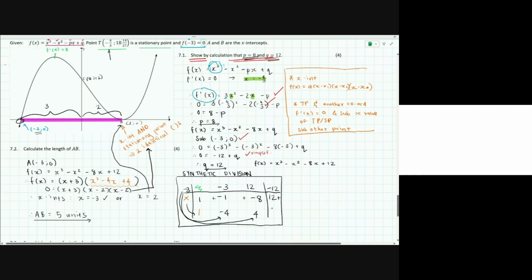And then a way to know if you're on the right path, you must always get a 0 here. And then if you don't get a 0, then you must just go back and check your working out.